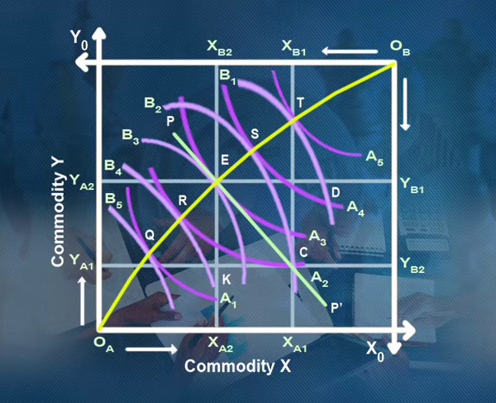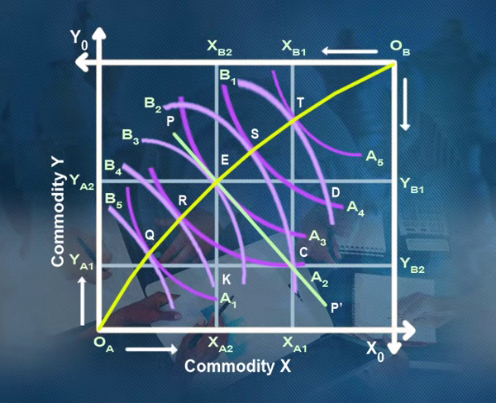However, if the initial distribution of two goods X and Y between the two individuals A and B is known, it will be possible to find the boundaries within which the equilibrium of exchange would lie. Thus, in this figure, if the initial distribution of X and Y between A and B is represented by C, then individual A has XA1 amount of good X and YA1 amount of good Y. The remaining quantity of good X, that is X0 minus XA1, which equals XB1, would be allocated to individual B, and the remaining YB1 quantity of good Y would go to individual B.